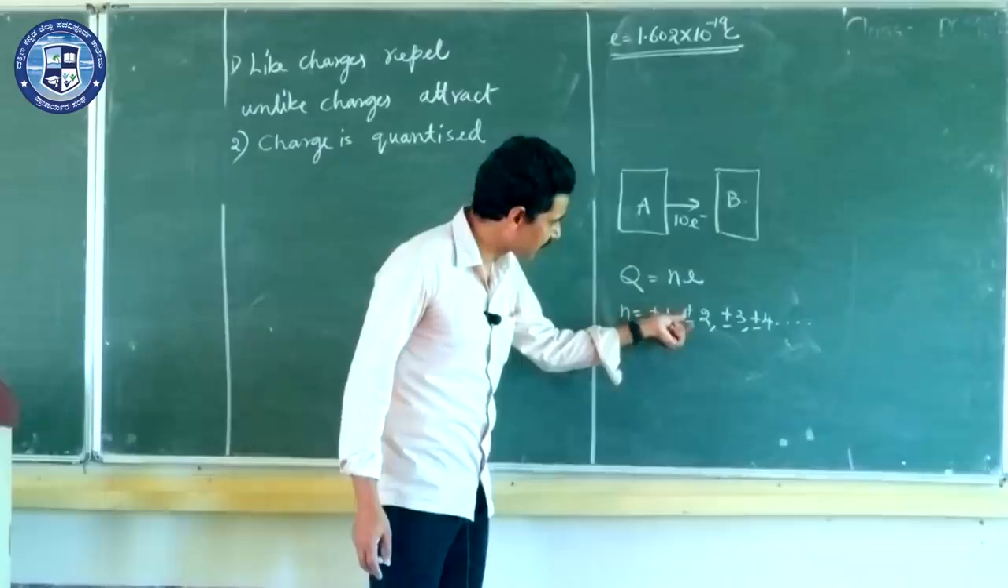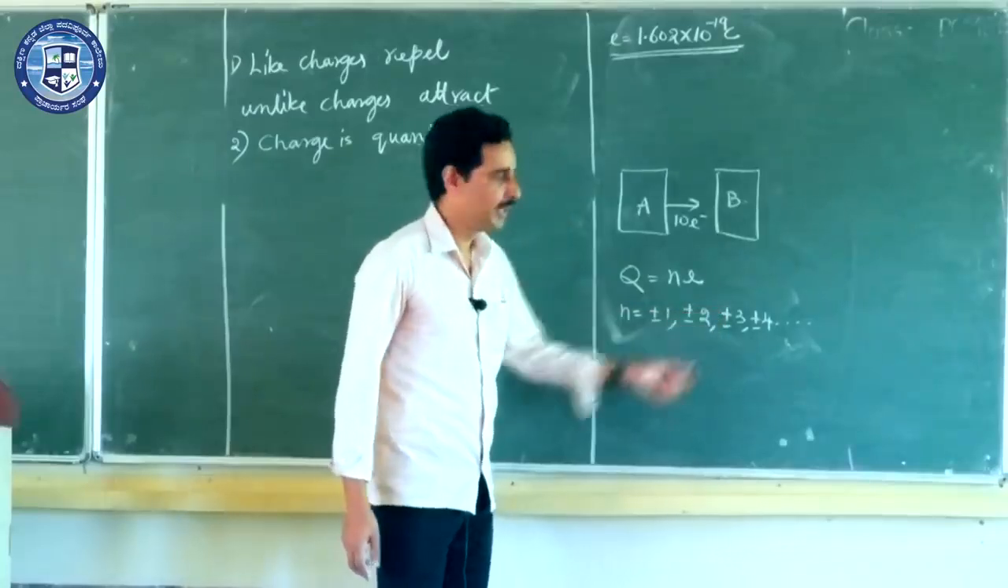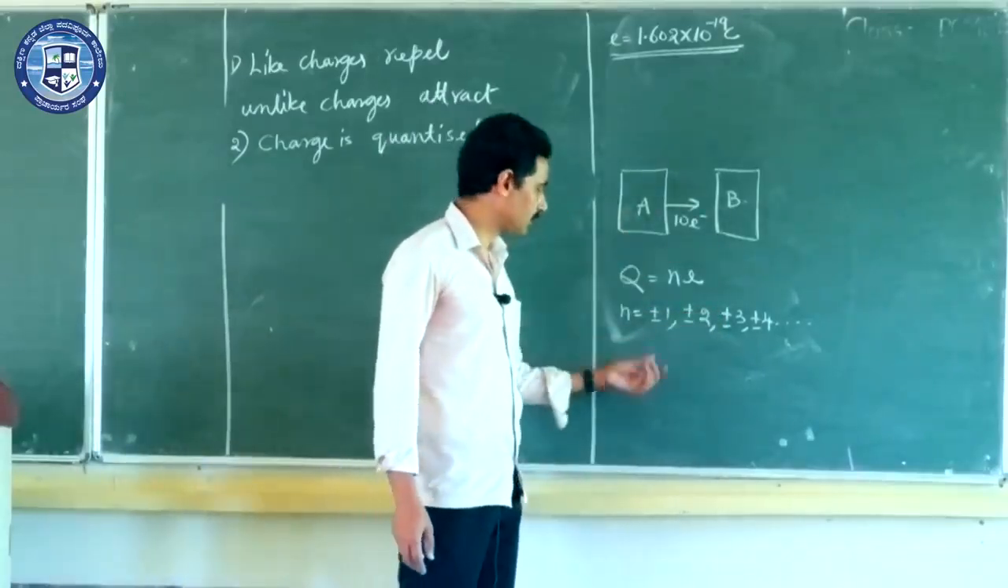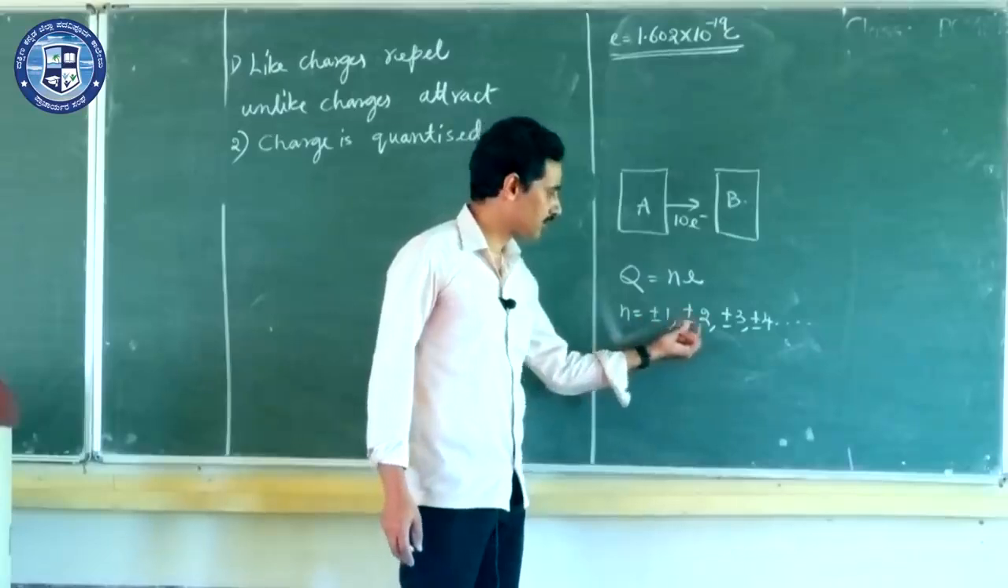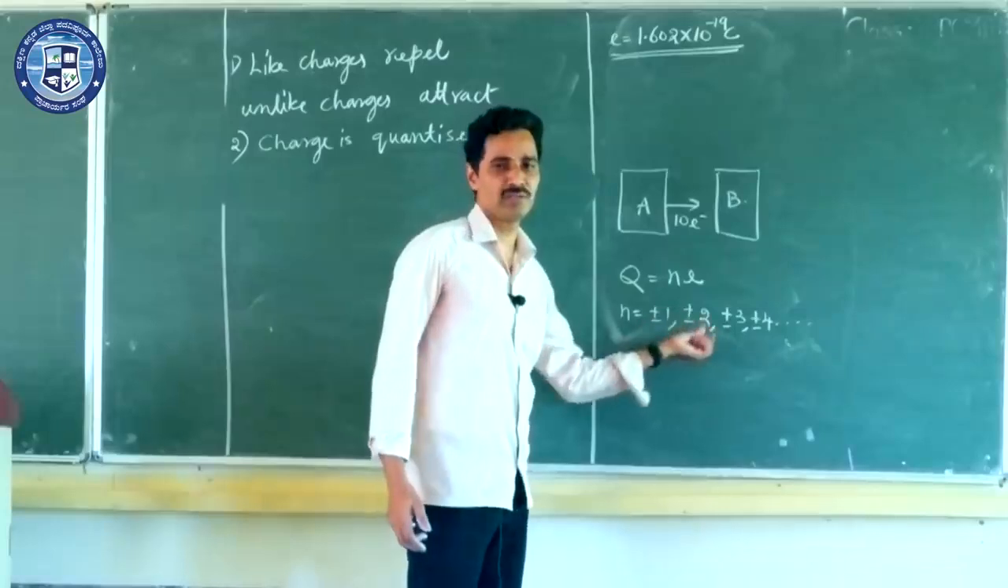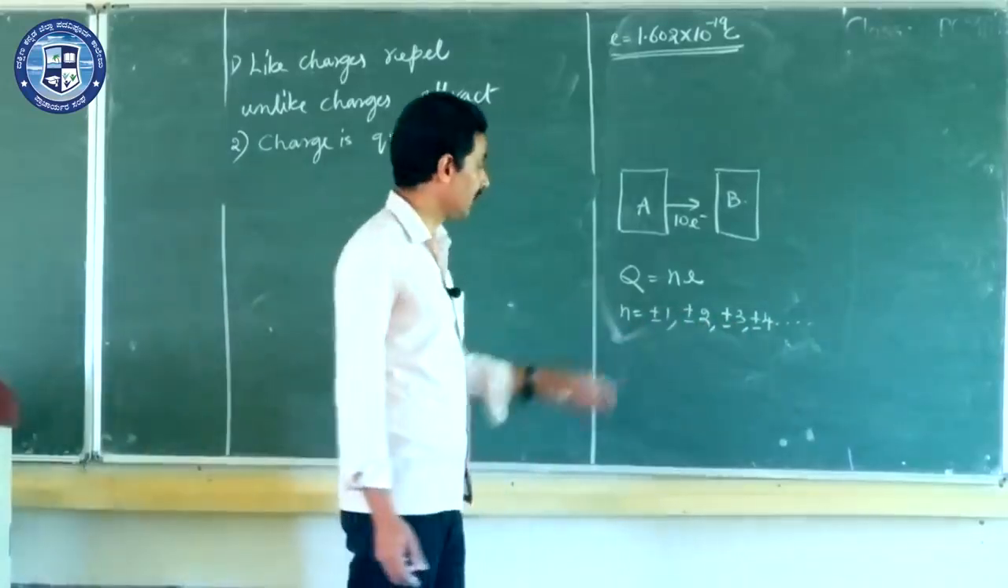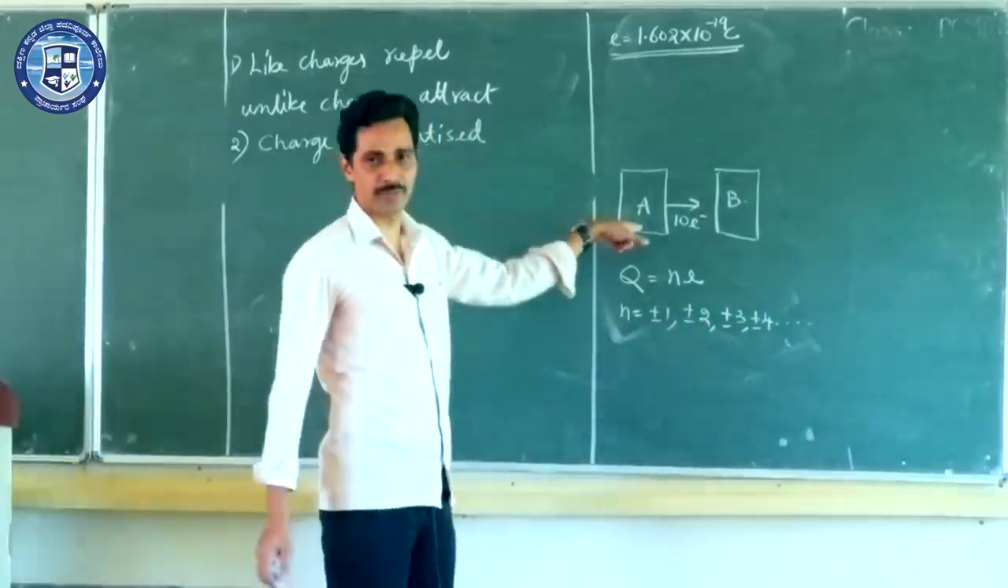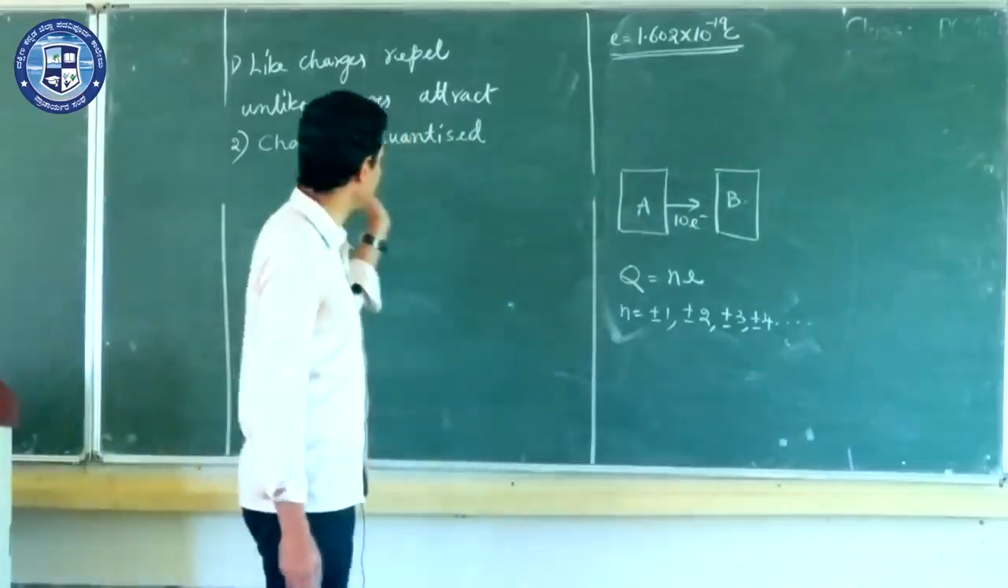Sir, why plus or minus 1, plus or minus 2, plus or minus 3? Suppose a body loses electrons, you take plus 1, plus 2, plus 3, plus 4. If it gains electrons, then give minus 1, minus 2, minus 3, minus 4. That's all. So n can take these values. Now we will come back to this problem. So that is why we have the quantization of charges.